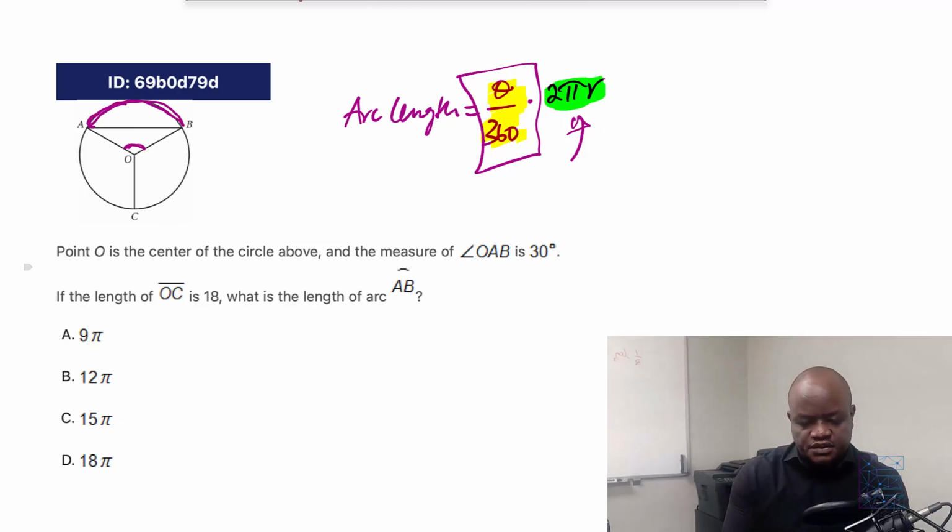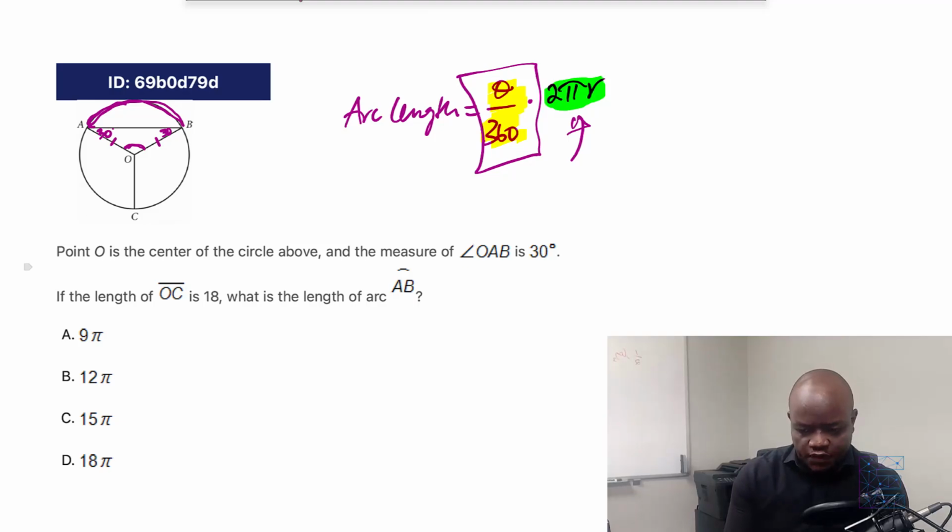Okay, so let's see if we can figure out the central angle real quick. Given that angle OAB is 30, so this little corner here is 30 degrees. Notice that OA is a radius and OB is also a radius, so they are congruent. This is an isosceles triangle, so we can extrapolate and say that angle OBA is also 30 degrees.